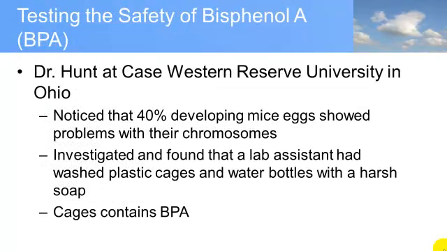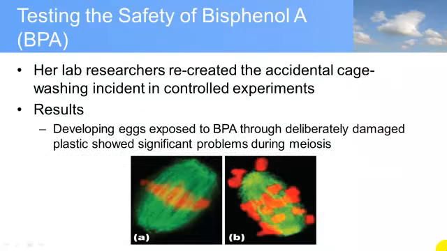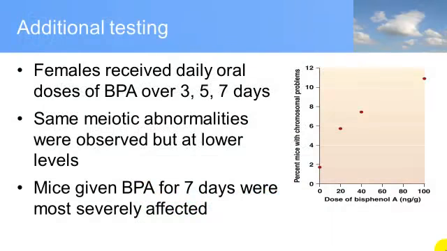Some other research on the safety and impact of bisphenol A came about almost accidentally, where Dr. Hunt at Case Western Reserve University noticed that about 40% of developing mice eggs in her study group had some chromosomal problems. She looked into it and found that a lab assistant had washed the plastic cages and water bottles with a harsh soap, and the cages were then contaminated with traces of BPA. So she tried to recreate this accidental cage exposure, and they found that developing eggs exposed to BPA had similar damage as what she noticed in her earlier test subjects.